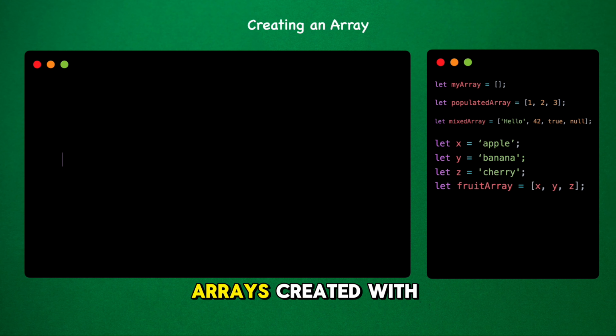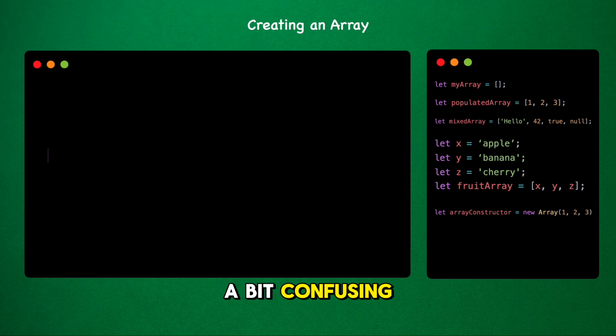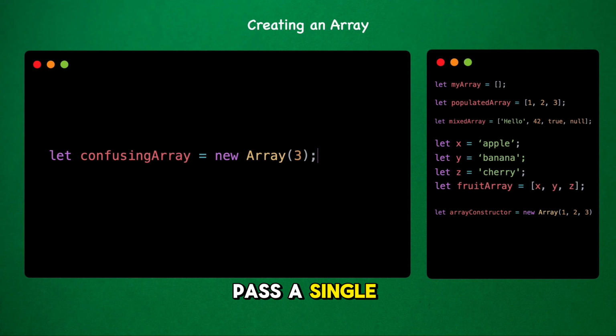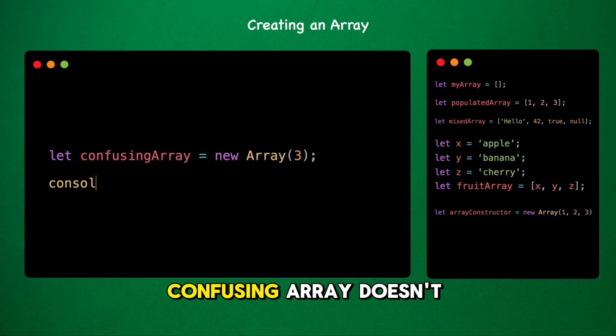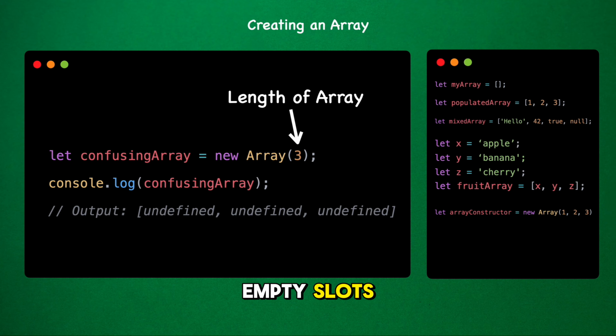You may sometimes see arrays created with the new Array syntax, but it's generally recommended to use the square bracket notation for simplicity and clarity. Here's an example to highlight the difference. This does the same thing as our earlier example with populatedArray. However, using new Array can be a bit confusing, especially when you pass a single number, which creates an array with that number of empty slots, instead of an array with one element. As you can see, confusingArray doesn't contain the number 3. Instead, it's an array with 3 empty slots. This is why the square bracket notation is preferred.